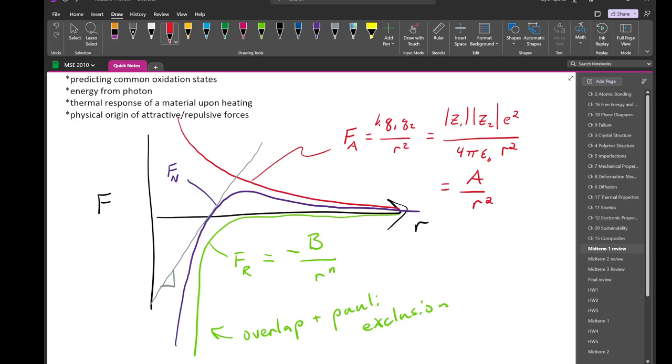So the energy equation is pretty much a combination of FA and FR. F net, shown in purple on this diagram, is simply FA plus FR. And if you go back to our homework, the force expression as a function of R was written as A over R squared minus B over R to the N. That's a generic expression for the overall net force. We could write the N there if you want. It's just combining those two terms.